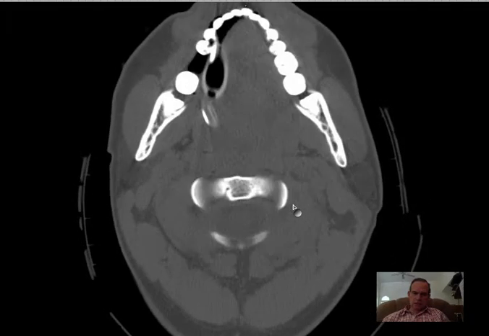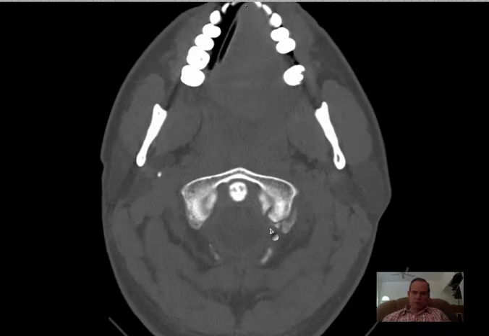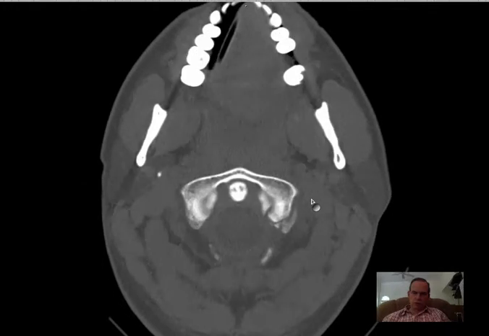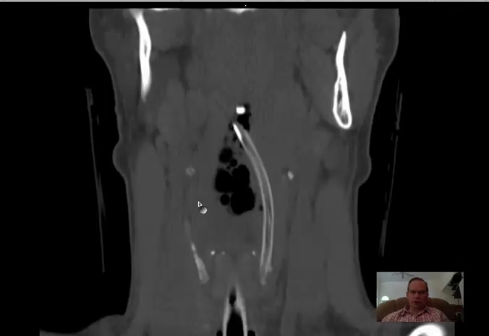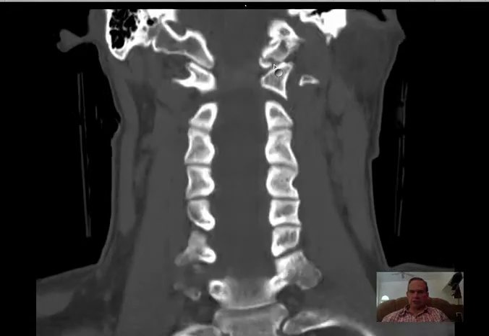And as we get toward the occiput, we see some fractures here. Now, some of this is related to the C1 vertebra, and some is related to the occiput, the occipital condyle itself. And we can see that more clearly on coronal images. So here we have a coronal image showing clearly that there is a fracture of the left occipital condyle, and it's mildly displaced.